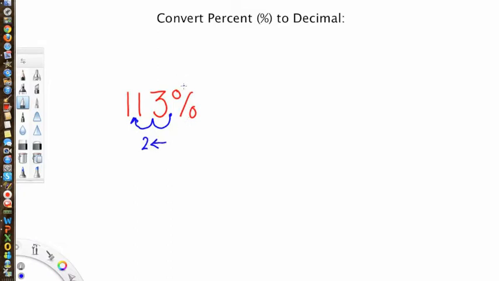So now we're taking 2 decimal places to the left. And instead of adding the percent, you guessed it, we get rid of it. And what are we left with? We're left with 1 and 13 hundredths. It's that simple. You take the decimal point, we move it to the left 2 places, and there you have it.